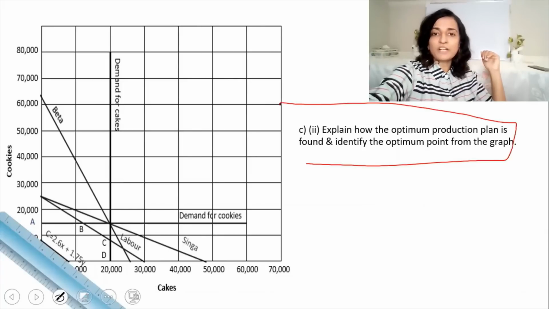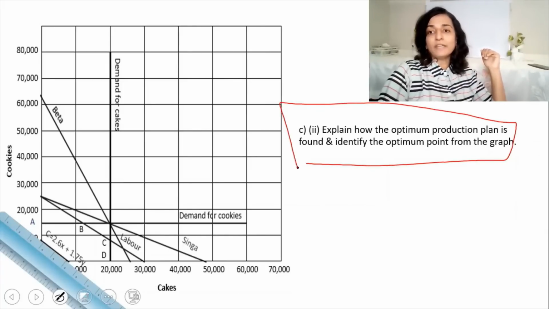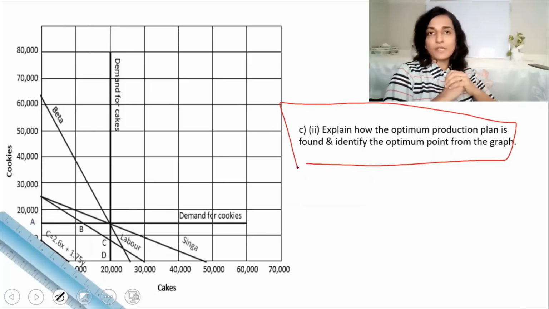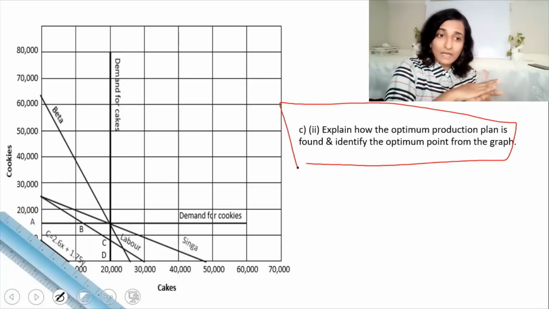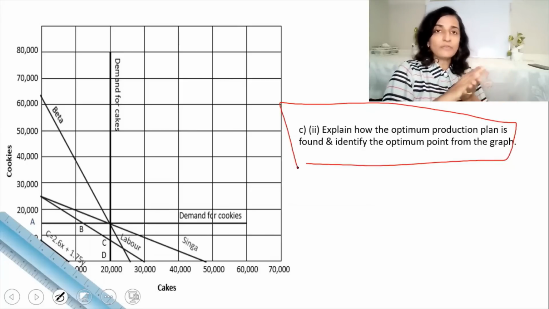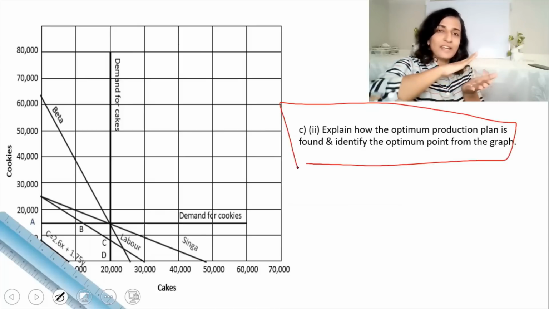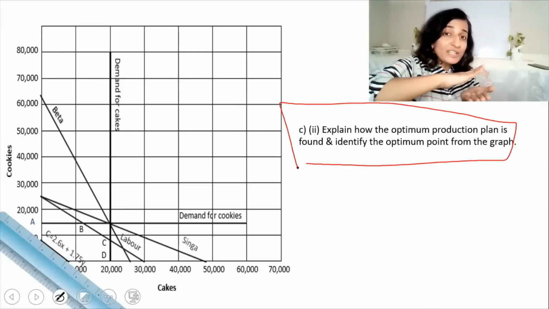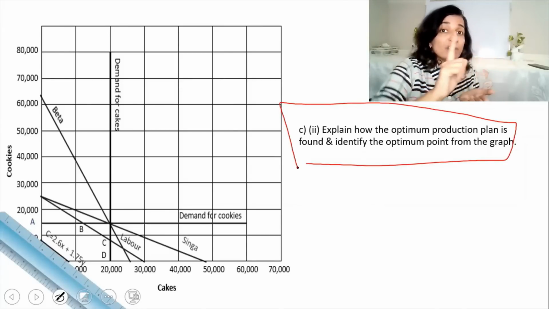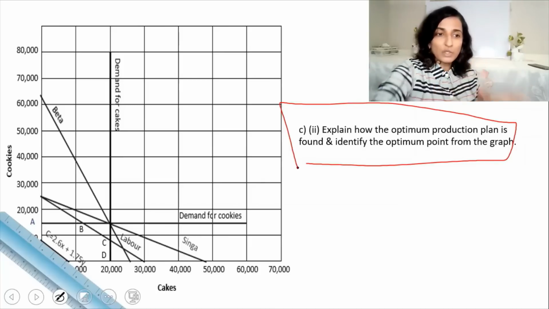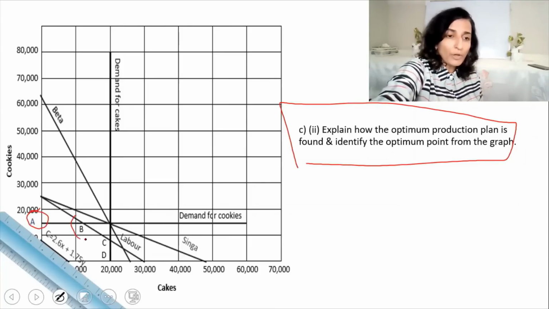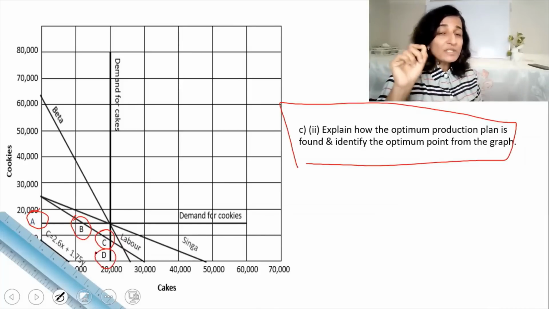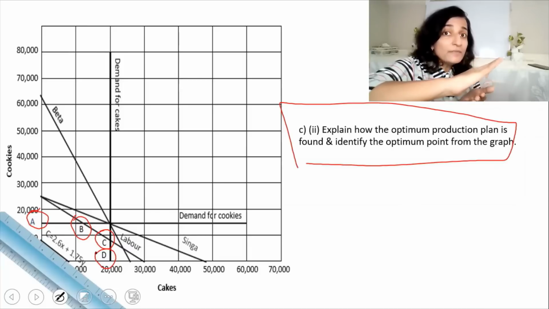Explain how the optimum production plan is found and identify the optimum point from the graph. So how do we find out the optimum production plan? We have learned that we have to keep a scale adjacent to the iso contribution line. So I've kept a scale adjacent to the iso contribution line, and we have to drag it across the feasible region. And the point at which the scale leaves the feasible region is the optimum production plan. So it will either be point A, point B, point C, or point D. So we will see which is the point where the scale leaves the feasible region.